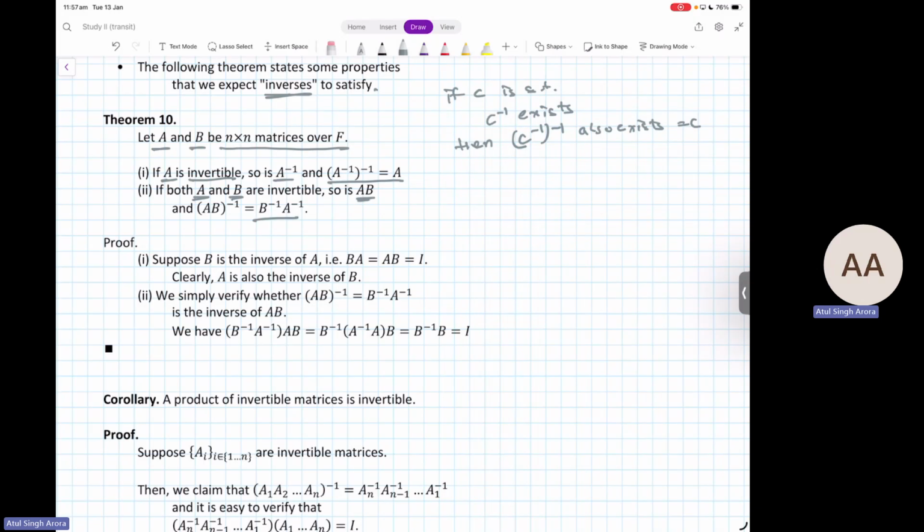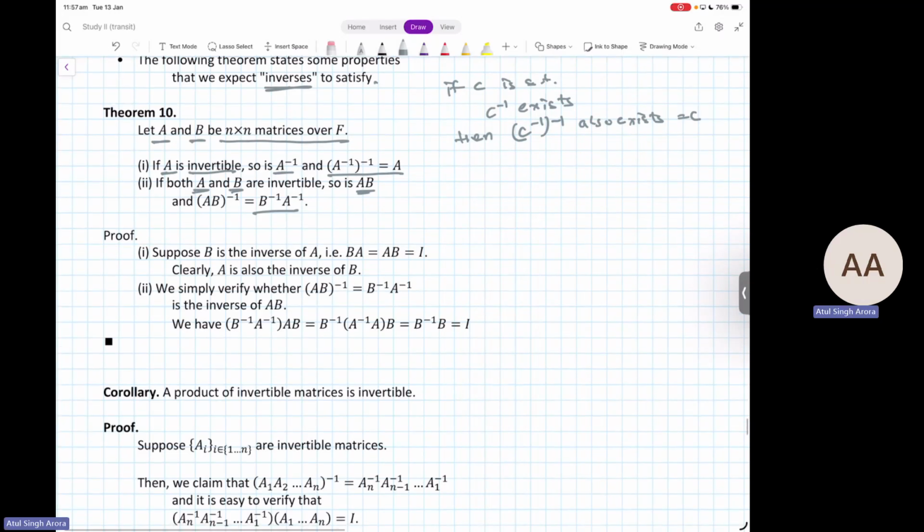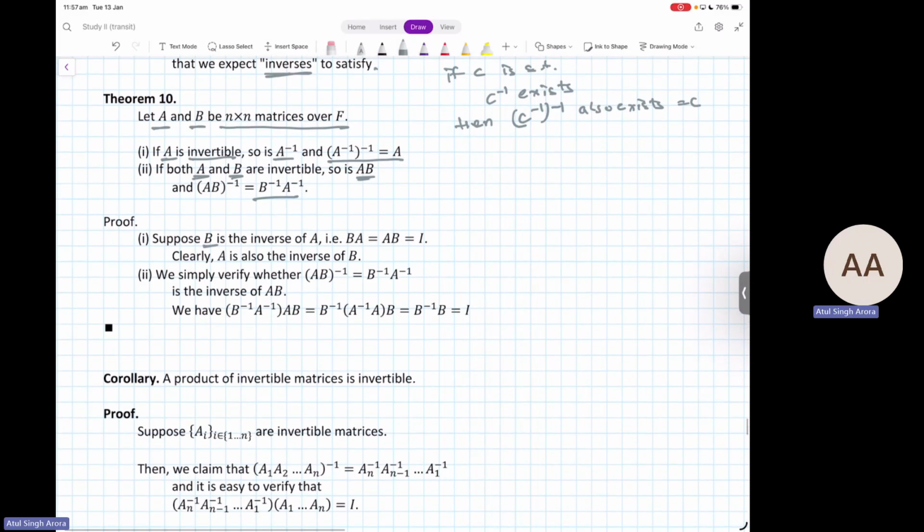So let's just look at it. Suppose that B is the inverse of capital A.